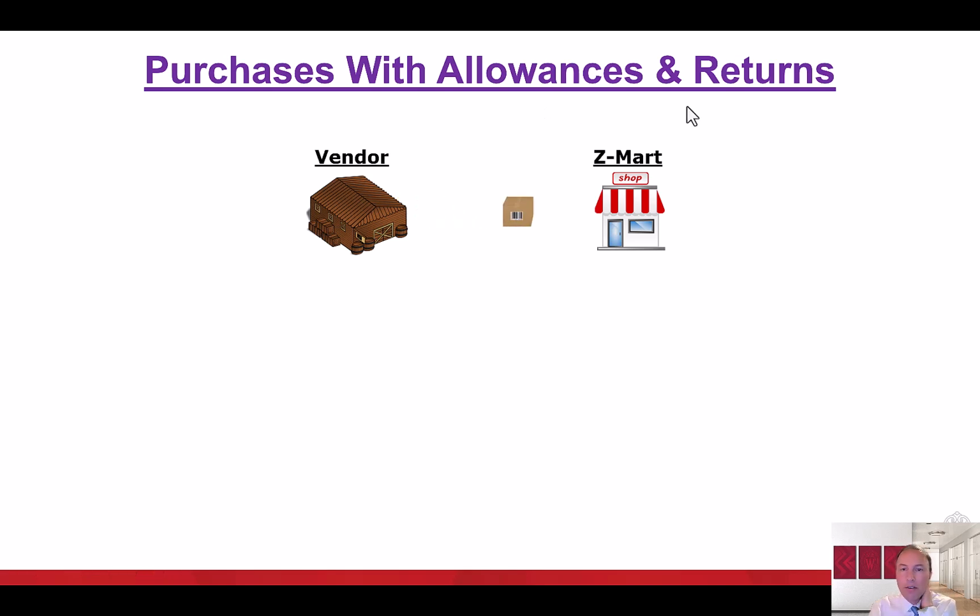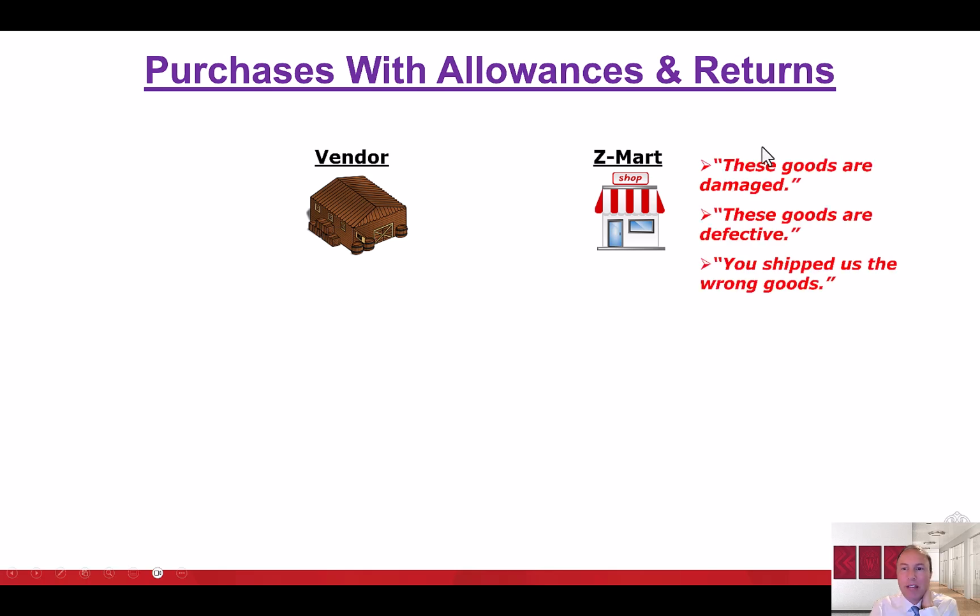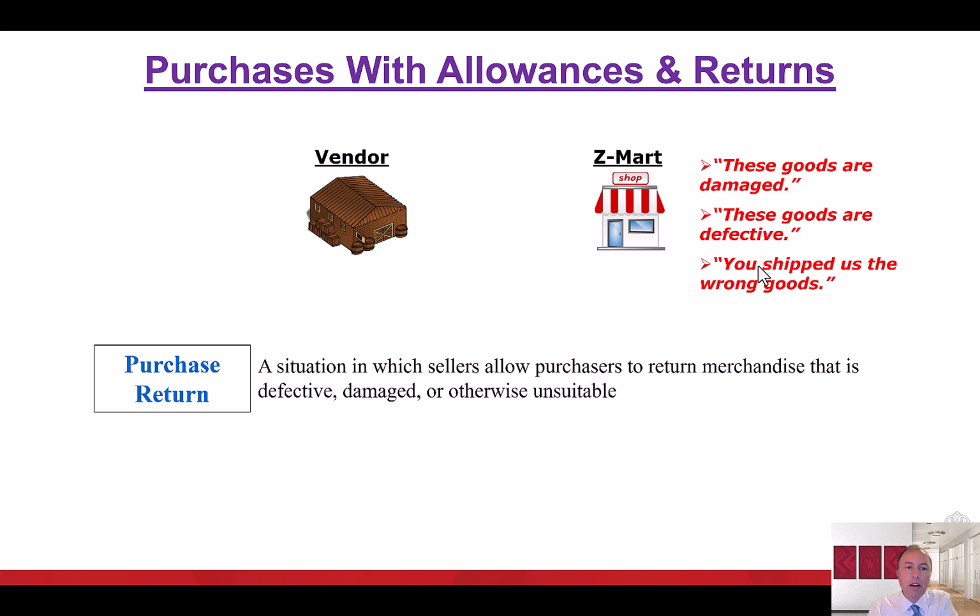All right, so our vendor sends us merchandise. We purchase merchandise from our vendor, but then we might return the merchandise back to them. Maybe it was damaged. Maybe they're defective goods. Maybe they shipped us the wrong items, or maybe we just changed our mind and we're just returning it. So that's what a purchase return is. It's the merchandiser sending back to the vendor any merchandise we purchased that was damaged, defective, or otherwise we just don't want it anymore.